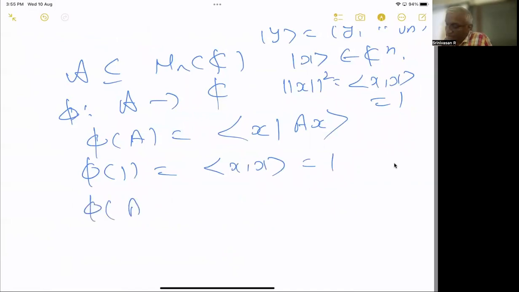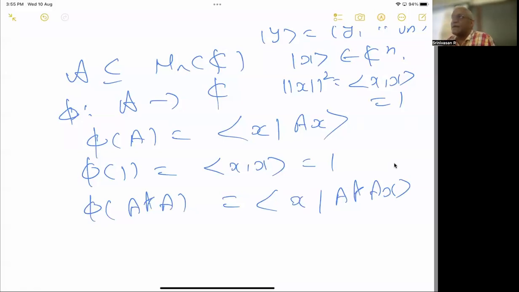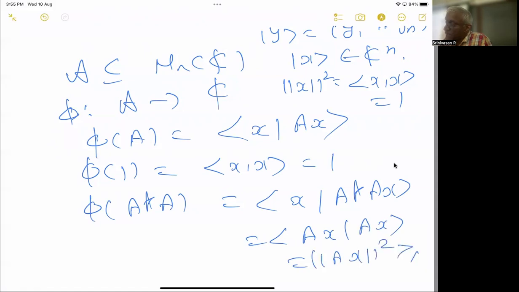And phi of A star A, if you take A star A, which is just X, A star A, X. Now you know that's the star, you can bring it to the other side. We will define all these things in Hilbert space. So we can bring the star to the other side, which is just AX, which is equal to norm AX squared, which is greater than or equal to 0. So this is a state.